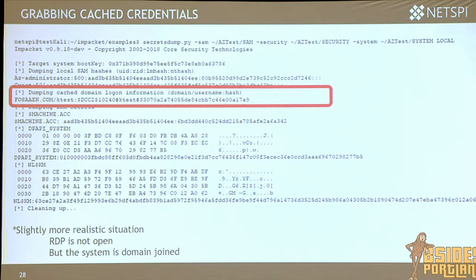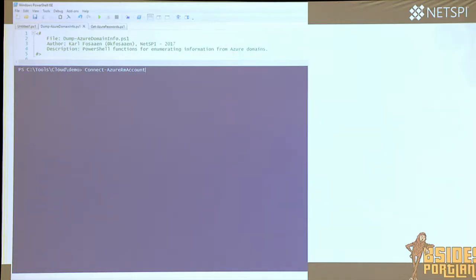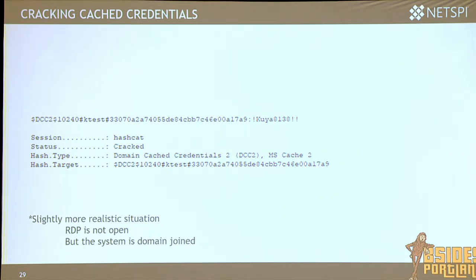But let's say that RDP is not open everywhere. Well, we can go ahead and grab the SAM, security, and system files and use the Impacket secretsdump to go ahead and get the cached credentials. So we can see here that ktest account on the Fosaaen.com domain. We've got cached credentials here. So this happened when that domain admin logged into the box and that was cached on the Windows system. So we pull that cached credential out and we go ahead and try and crack that. In this case, I created this user as a domain admin in Azure Active Directory. If you drop off all of the exclamation marks, that's the password that Microsoft created for that user by default.